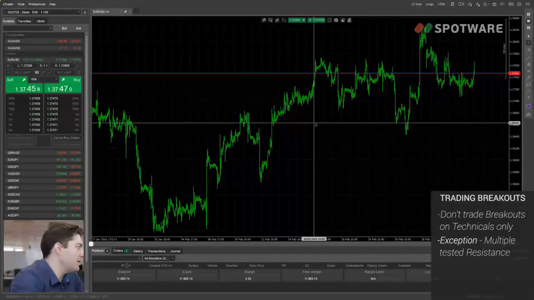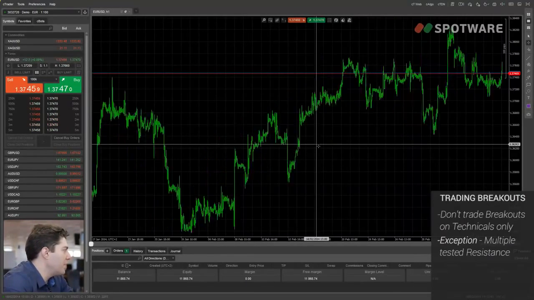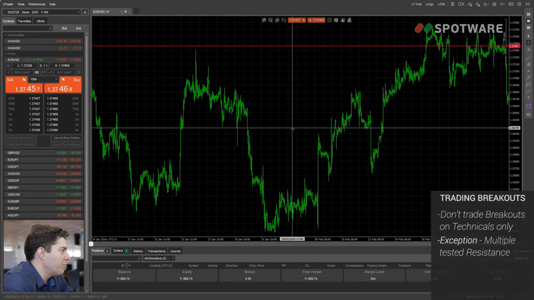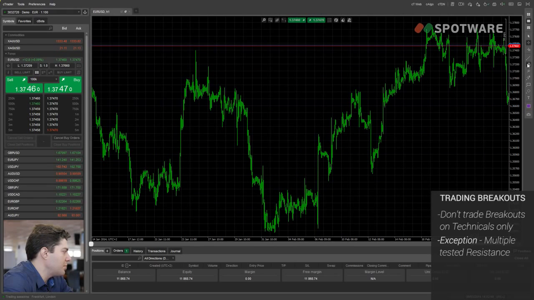This something might be either news coming out, or there might be some super powerful resistance that has been tested like 5 times. And in this case, yeah, you can trade a breakout with technical terms, because if you have this kind of resistance and it breaks, okay, then you can assume that the trend is coming. So let's go back. In breakouts, let's assume, for example, that we have news in this tight spot.